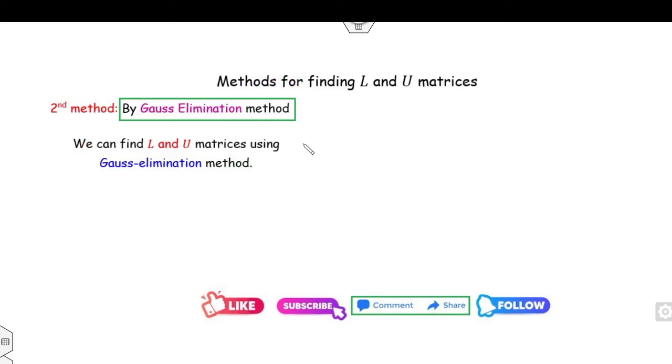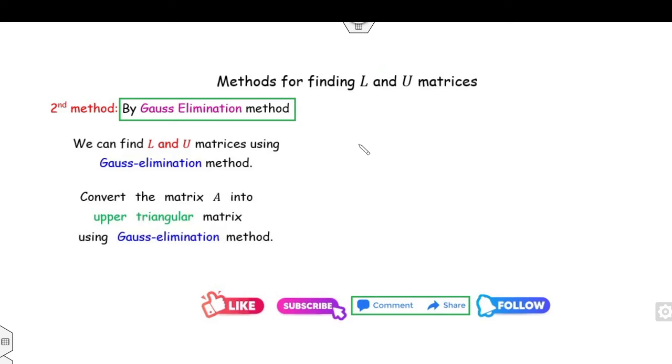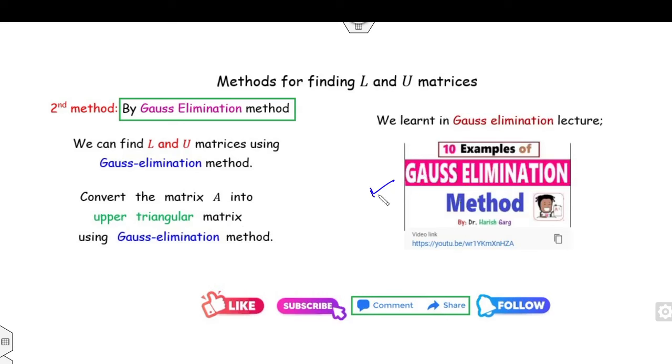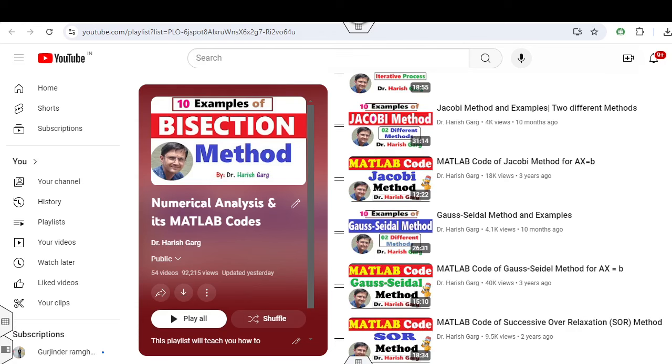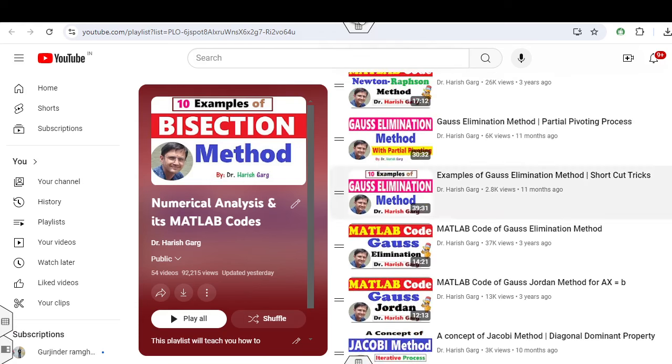The second method: how you can find the values of L and U by using the Gauss elimination method. And that method is quite easy for you. Since we already know how to convert the matrix A into an upper triangular matrix using the Gauss elimination method, if you are unable to remember, you must watch my lecture on Gauss elimination. You can see this is a playlist of numerical analysis, and you can find the Gauss elimination method in my channel.